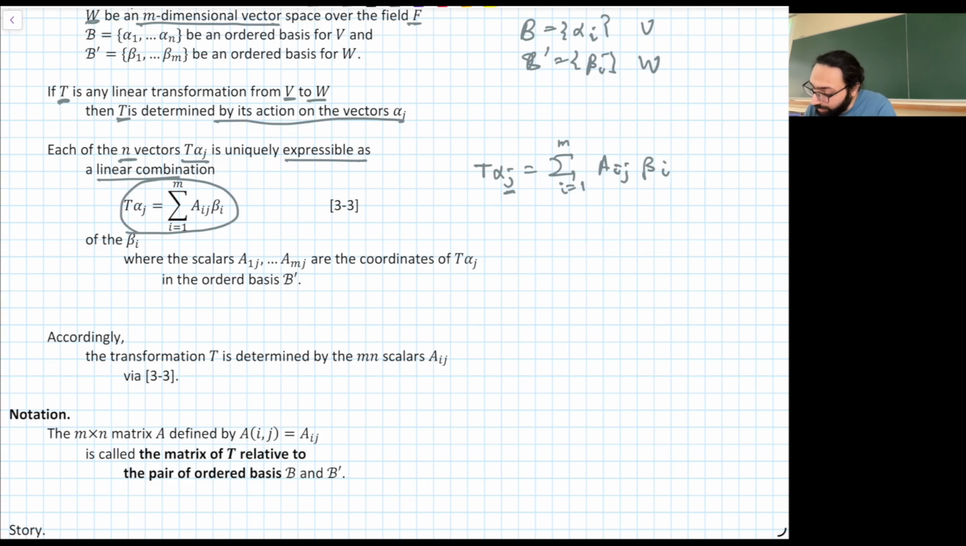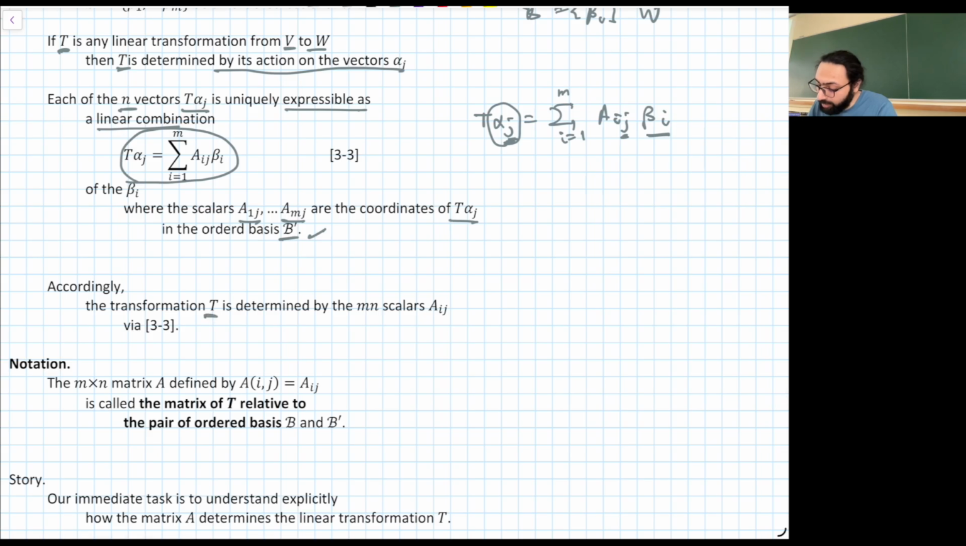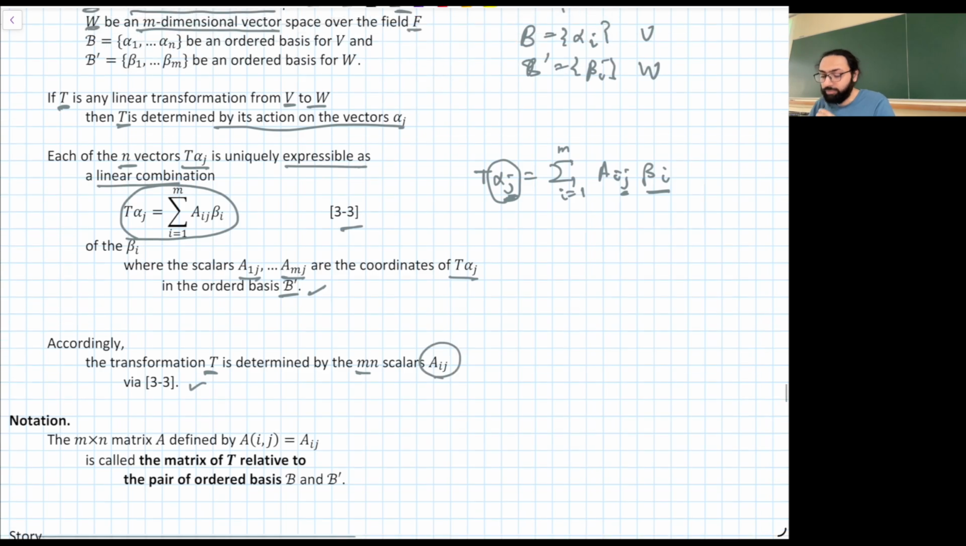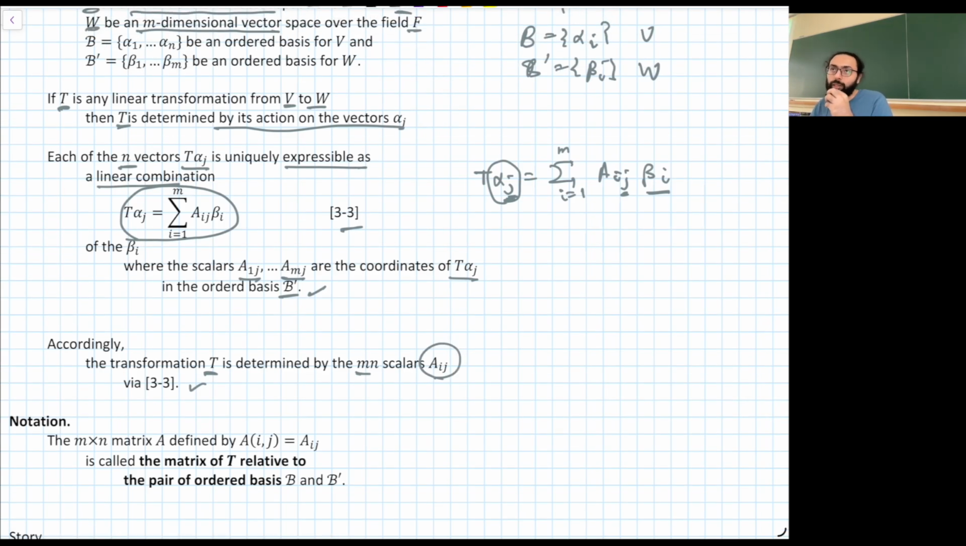But right, so what they're saying is that every T alpha j one can write as a linear combination of the basis vectors. So there's nothing complicated there, and you have this index j, right? Because for each j there could be potentially a different linear combination. Okay, and these A_1j to A_mj are the coordinates of T alpha j in this basis beta prime. So this is fine, and accordingly the transformation T is determined by the mn scalars using this equation. Okay, so this is stuff that we've already discussed, because otherwise you break linear independence. We saw this, right? Okay, all right.